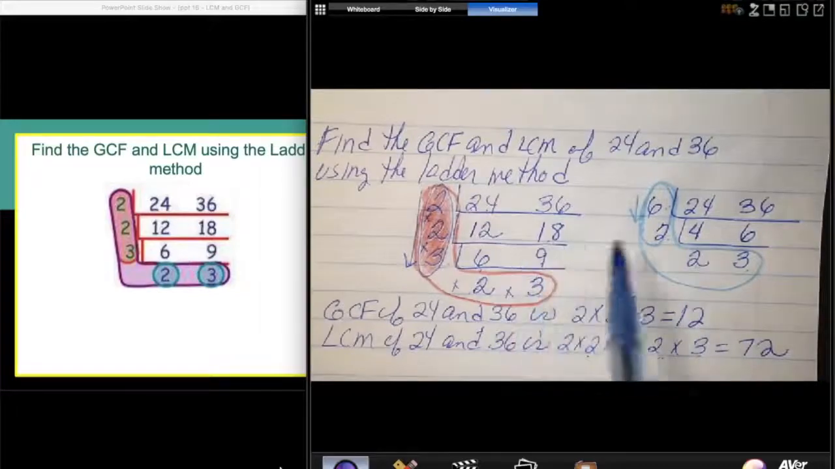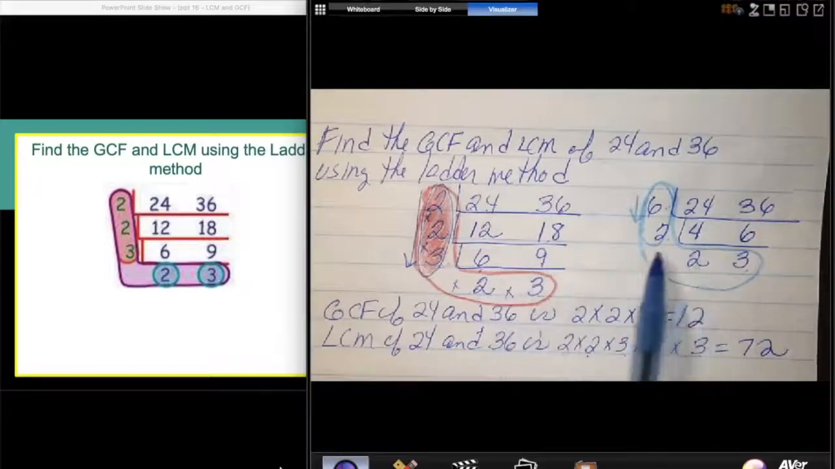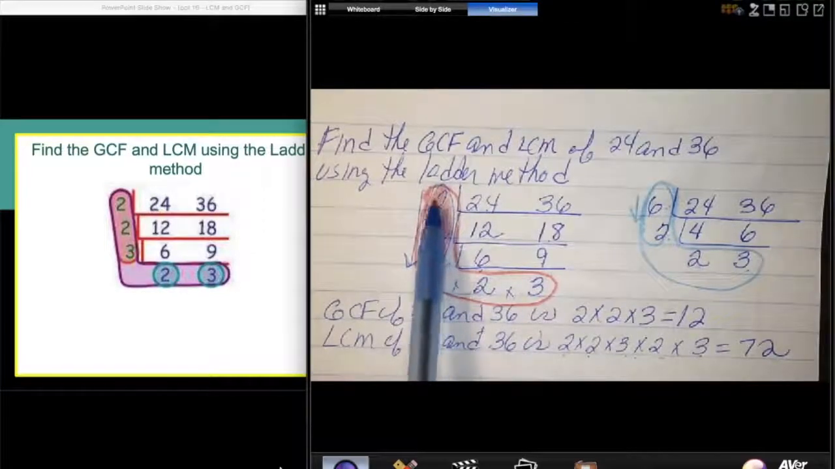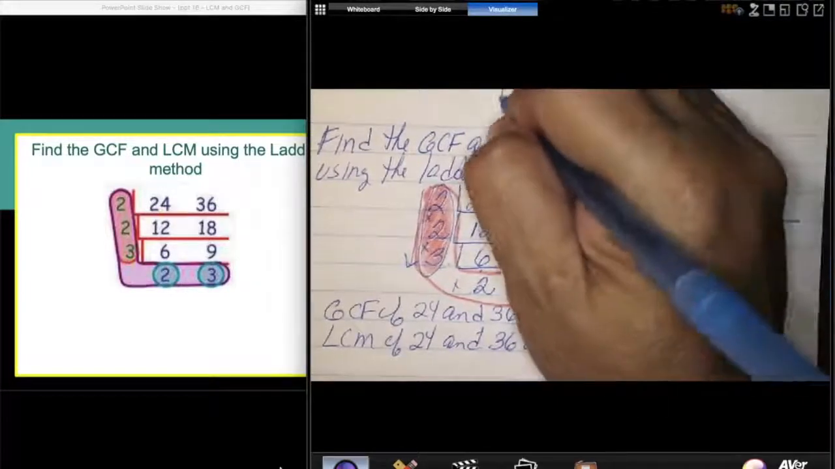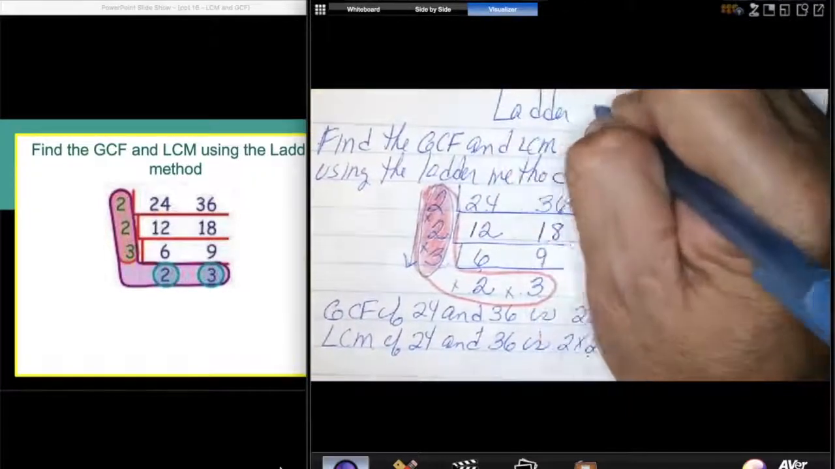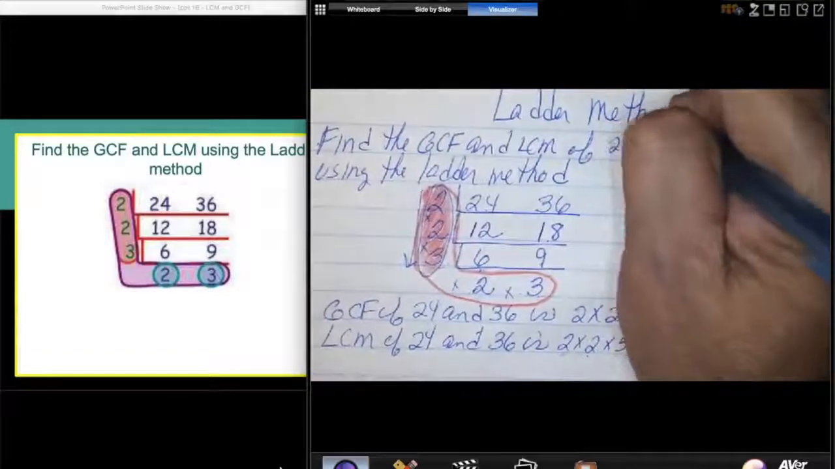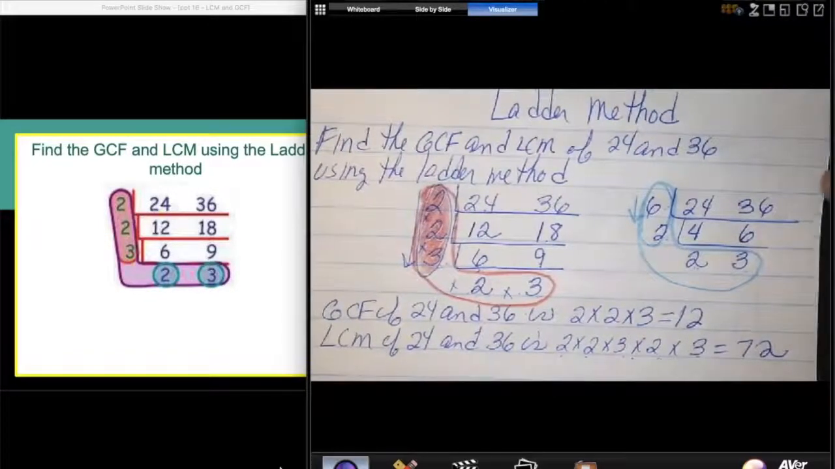So different people will have different approaches. If the students are stuck and they don't know what to divide by, we always start with 2. Try 2 and then try 3. That's an easy process to remember. Otherwise, you can divide by any factor. So this is called the ladder method. Let's write that down. The ladder method. Make sure you put your date and page number across the top.